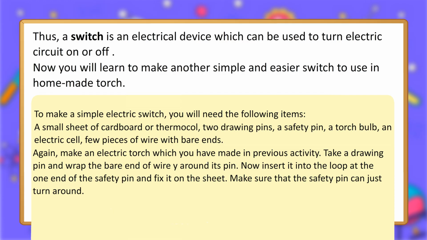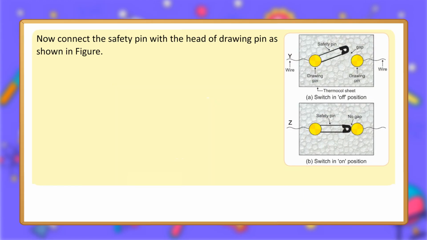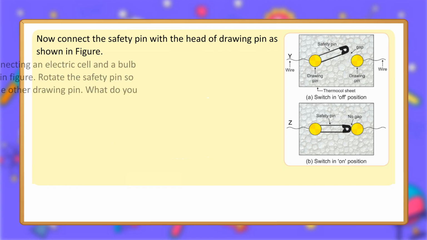Take a drawing pin and wrap the bare end of wire Y around its pin. Now insert it into the loop at one end of the safety pin and fix it on the sheet. Make sure that the safety pin can just turn around. Now wrap the bare end of wire Z around the second drawing pin. Fix it on the sheet in a way that the safety pin can easily touch it. Now connect the safety pin with the head of the drawing pin as shown in the figure.